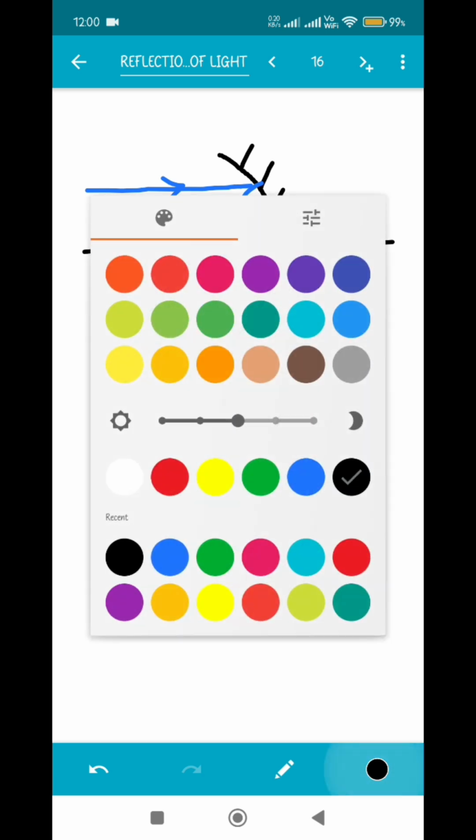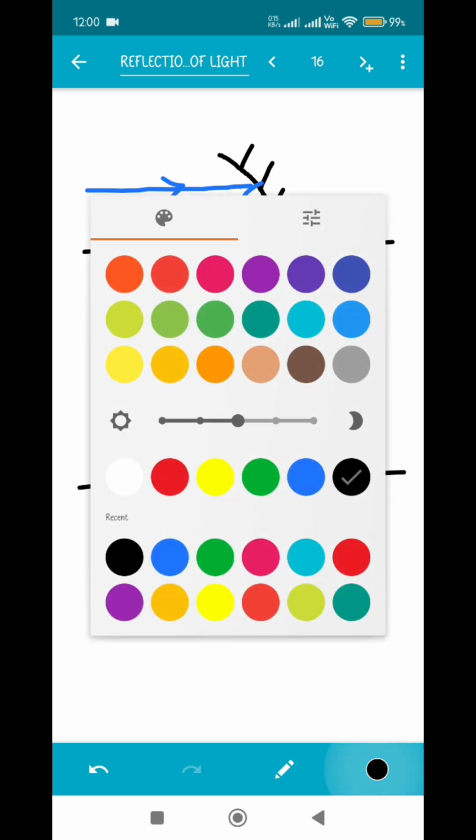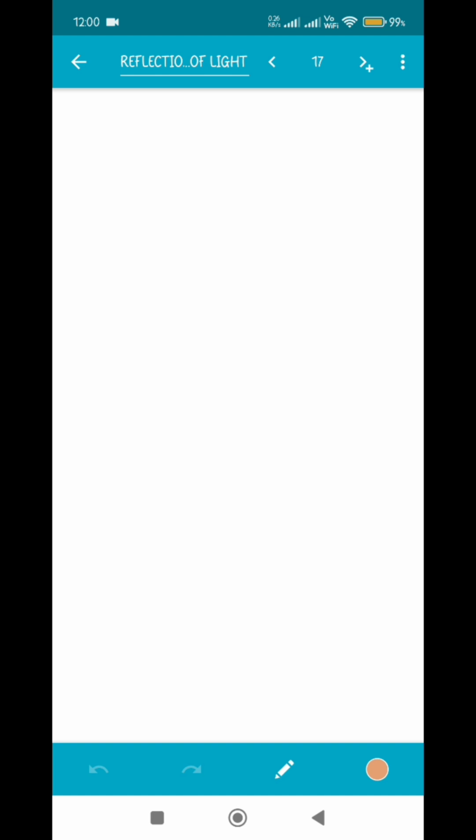Now, a very similar rule, which is just the opposite of the previous one which you have just seen. If a ray of light is moving through the focus, it will become parallel to the principal axis. So basically these two are just the inverse of one another. Let me just recapitulate it once again. If a ray of light is moving parallel to the principal axis, it will move through the focus after reflection. If a ray of light is moving through the focus, after striking the mirror, it will become parallel to the principal axis. Now coming to the third.